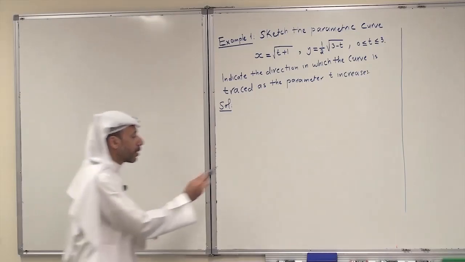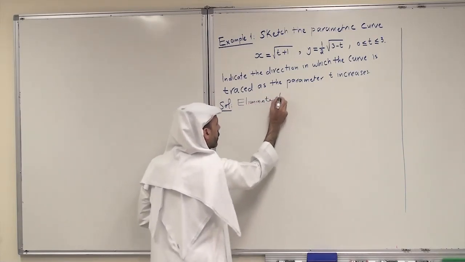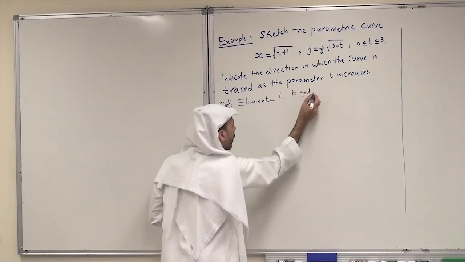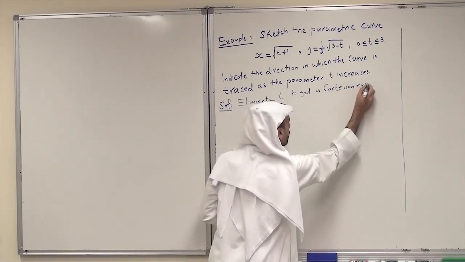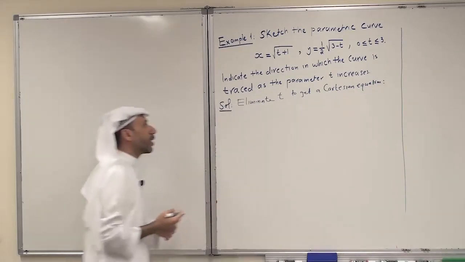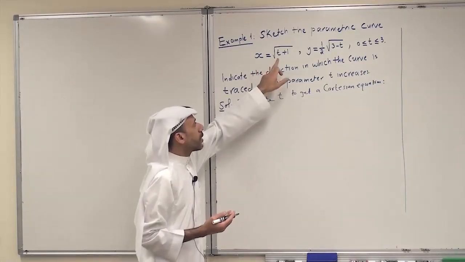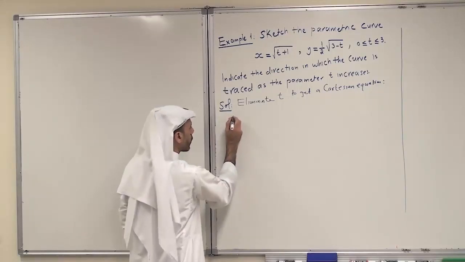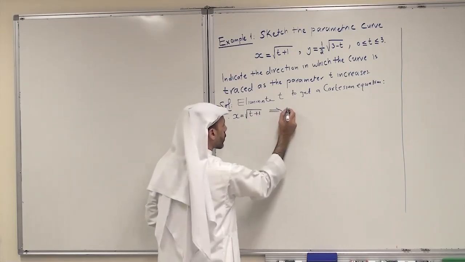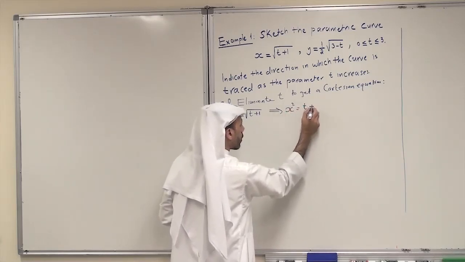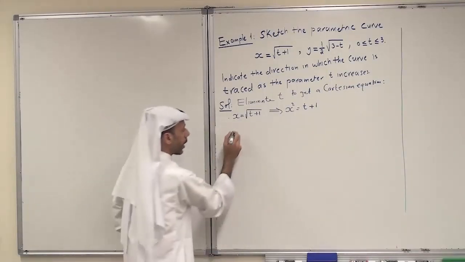Okay. So how to eliminate the parameter? Eliminate the parameter t to get a Cartesian equation. This is the general practical way. We look at each equation and we try to solve for t, for example. Here, the first equation, x equals root of t plus 1. To get t, just square both sides. If I square both sides, I get x squared equals t plus 1.